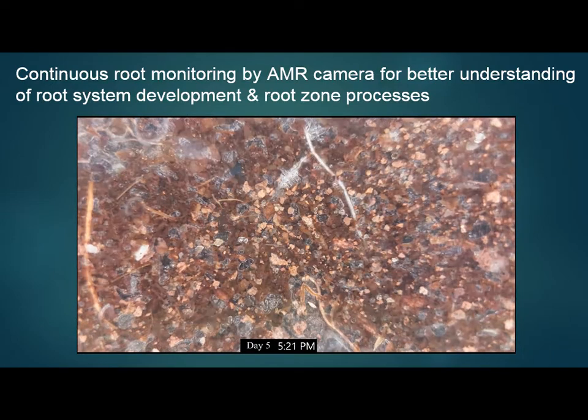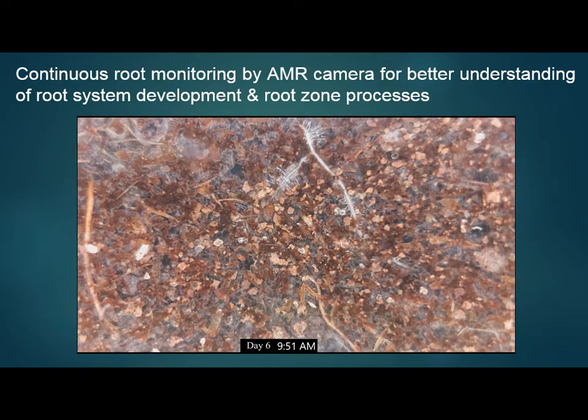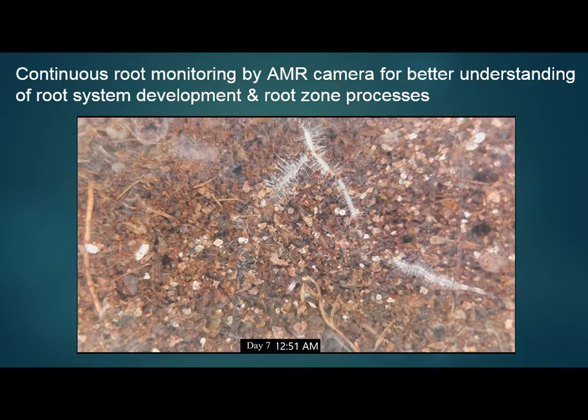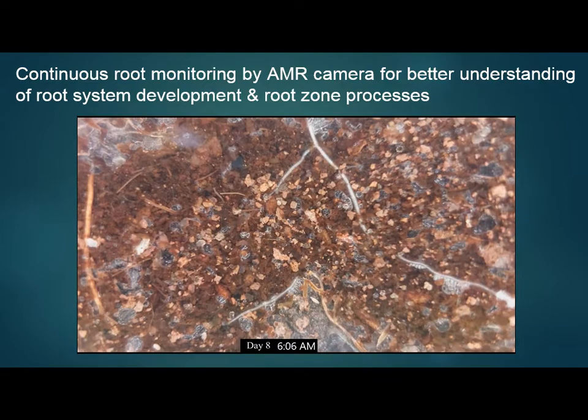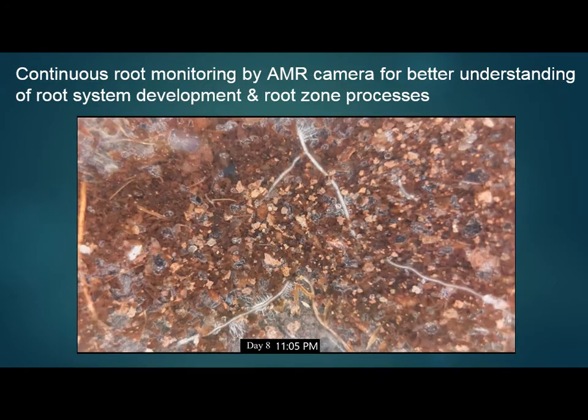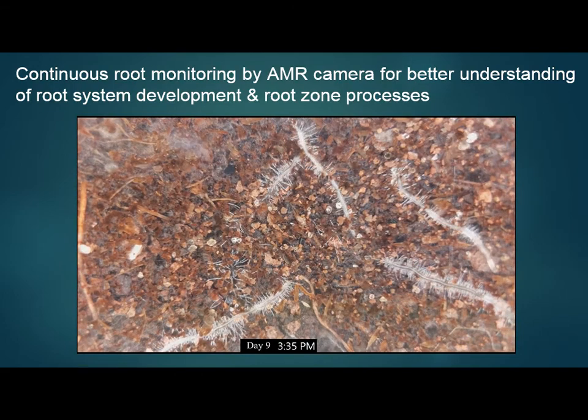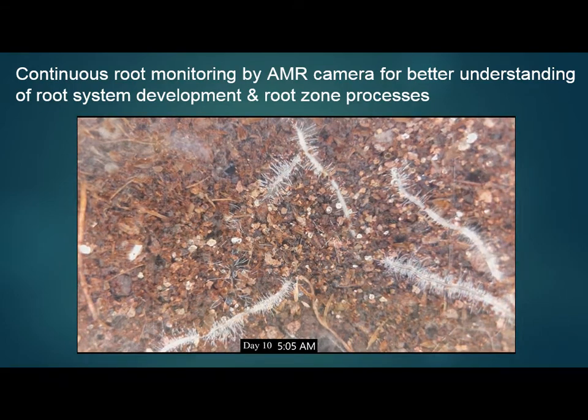So here the white parts are drying, then again it's wetting, it will be clear. So now it is wetting, then again it gets dry, then again it will produce roots.